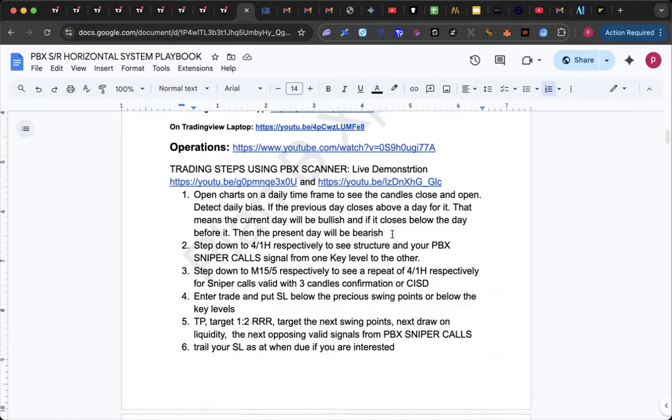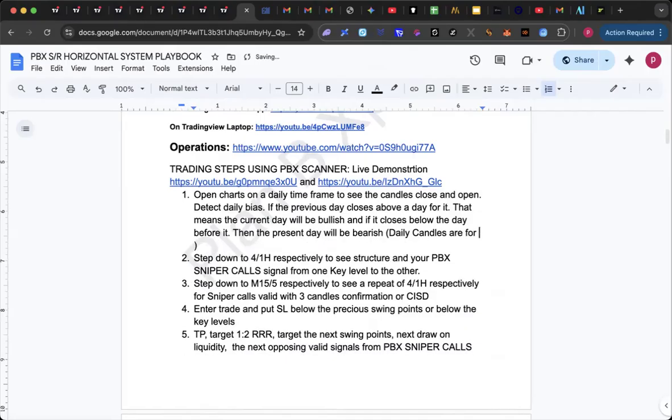So in a nutshell, daily candles are for momentum and bias. No trade to do there.